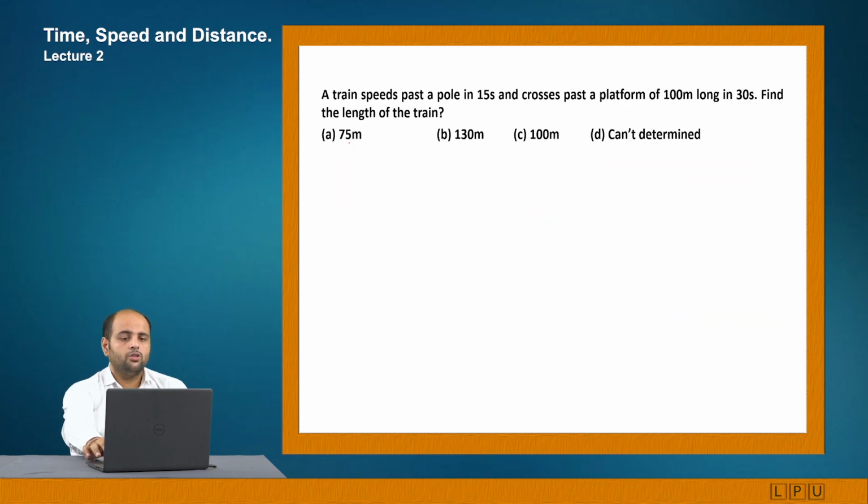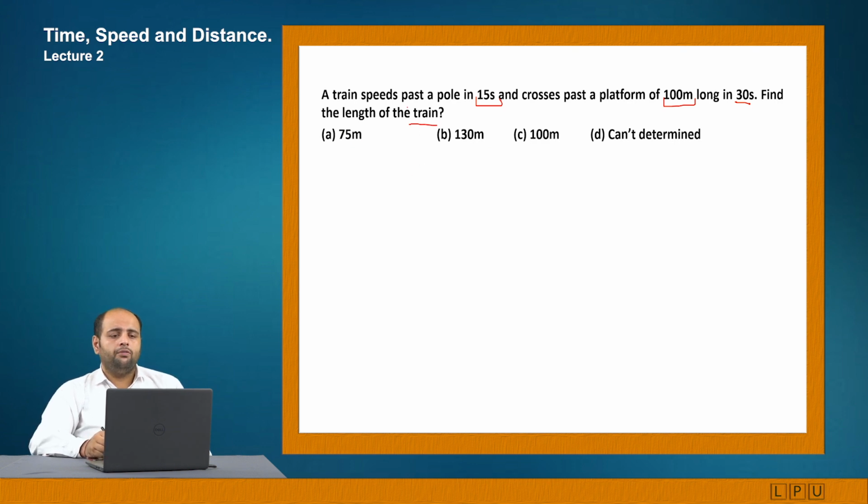Now let's take another question. Now, a train speeds past a pole in 15 seconds. So, it crosses a pole in 15 seconds and crosses past a platform of 100 meter in 30 seconds. Now, we have to find out the length of the train. Okay, so how we will solve it?